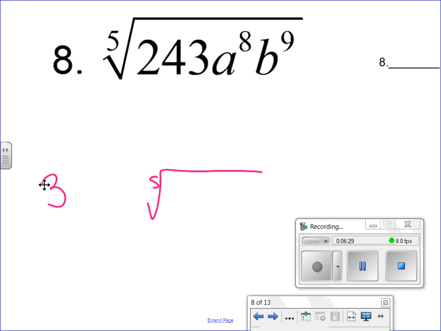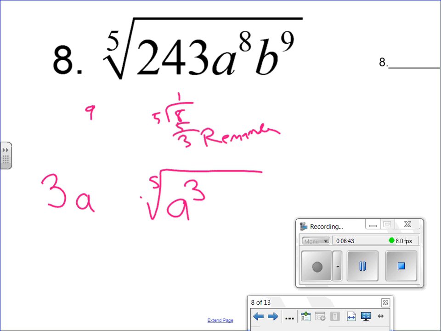Then we had to do a little long division. 8 divided by 5 is 1 remainder 3. And that just means that 1 A gets out of jail, 3 A's remain in jail, like so. We do the same thing with the 9. 9 divided by 5 is 1 remainder 4. So 1 B gets out of jail, 4 B's remain in.